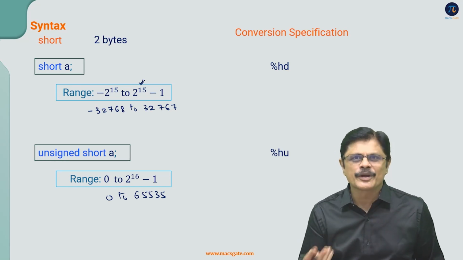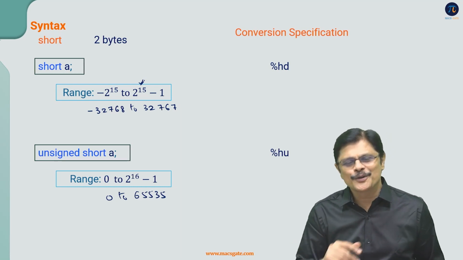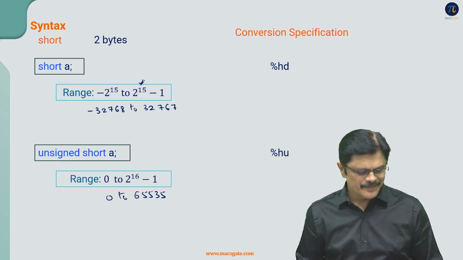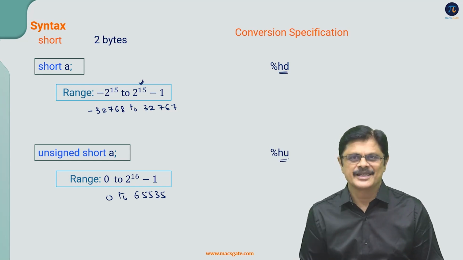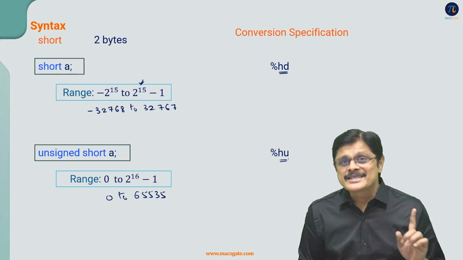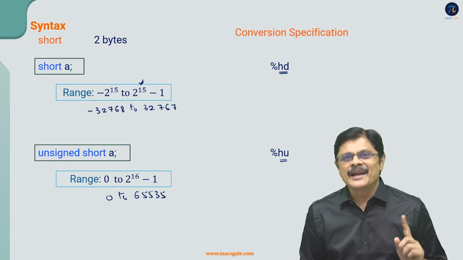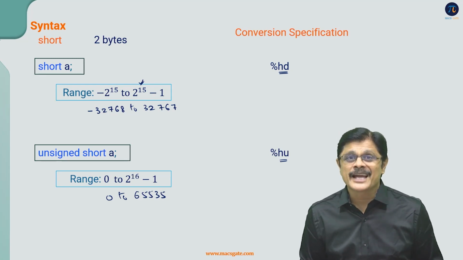It is very easy to remember, whereas these numbers, you calculate and remember. Okay, that is about it. And remember the conversion specifications, my dear friend. %hd for signed short integer, and for unsigned short integer we can use %hu.